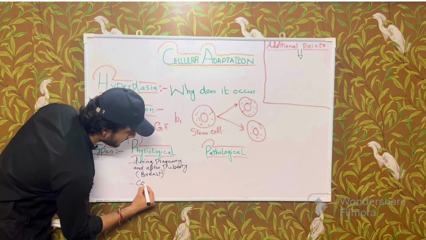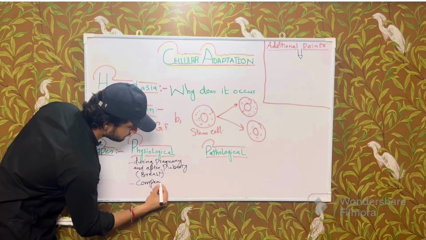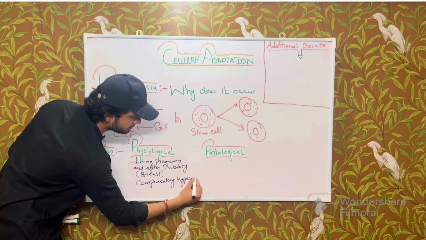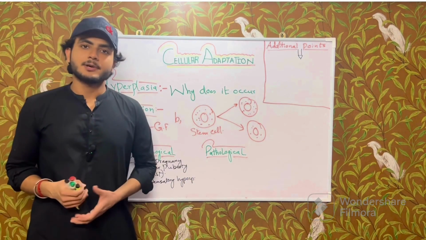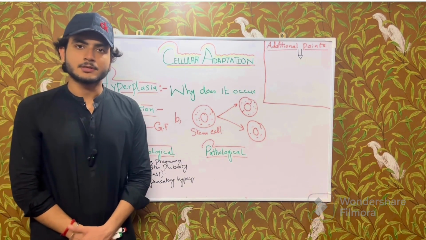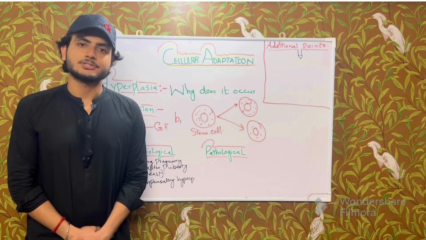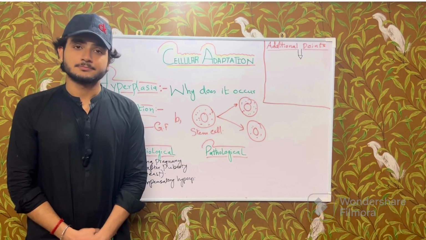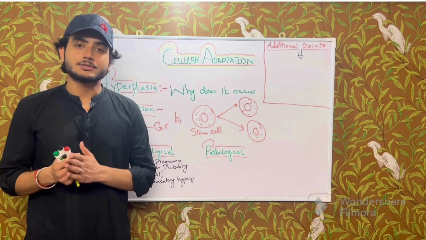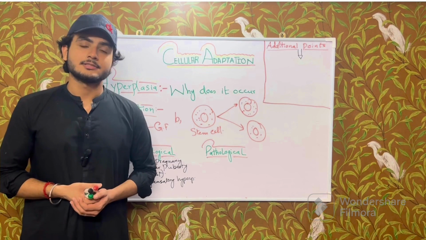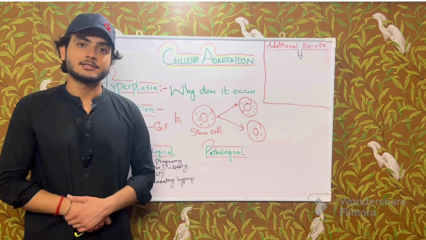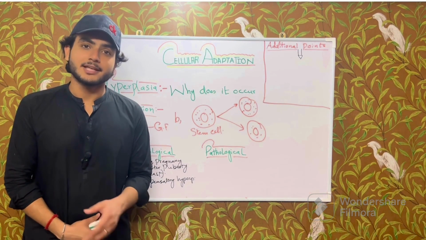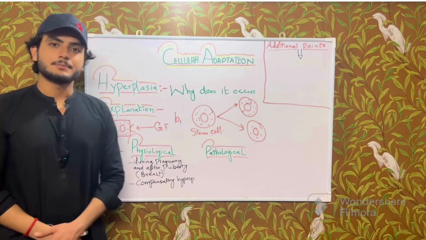The second example is compensatory hyperplasia. What do we mean by compensatory hyperplasia? Consider a normal tissue. If because of some accidental injury, part of the normal tissue is removed, the remaining cells proliferate to regain the normal size of the tissue. The mechanism involved in it is known as compensatory hyperplasia.